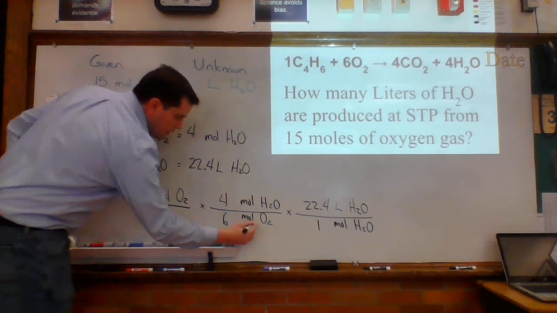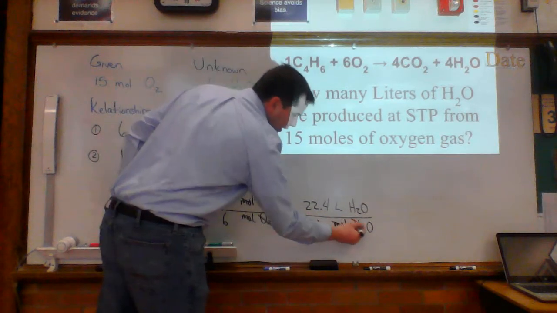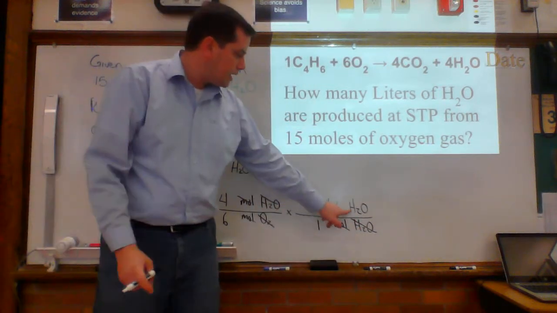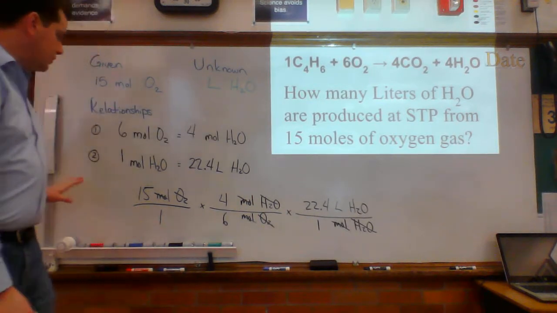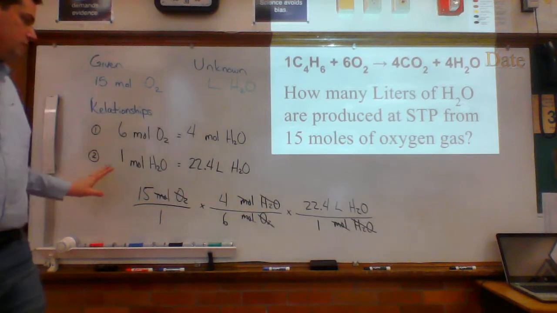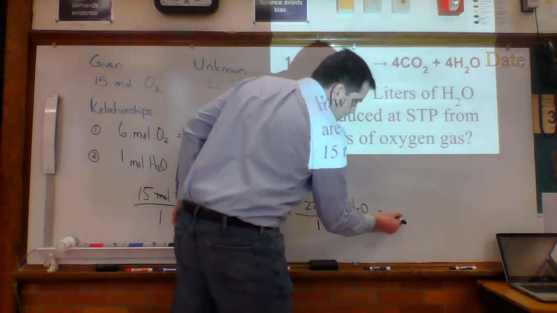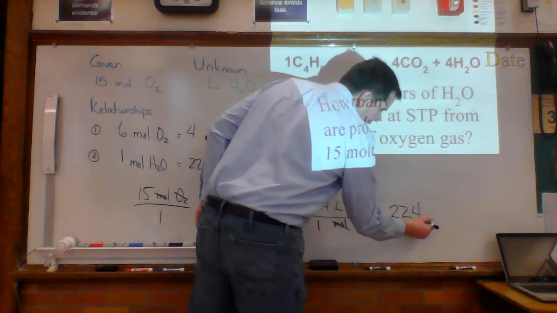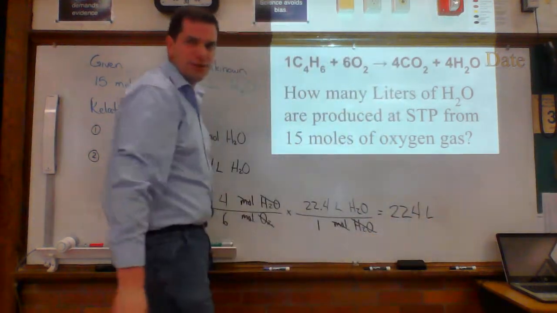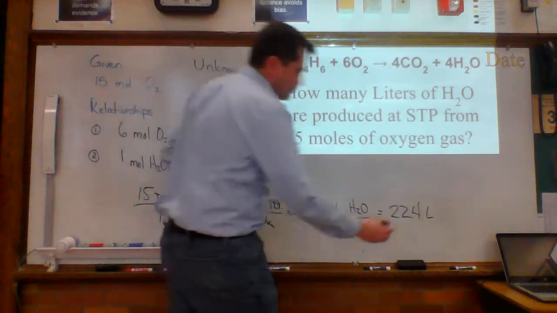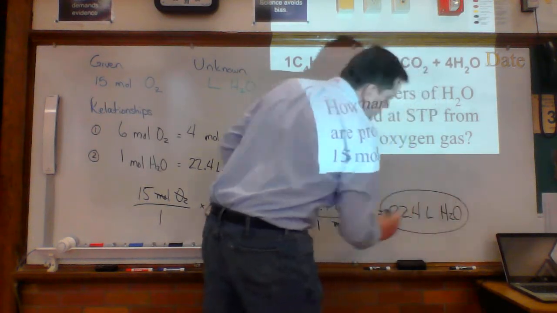Moles cancels moles. O2 cancels O2. Moles, moles. H2O, H2O. And that leaves you with liters H2O, which should be exactly what you have for your unknown. So when you put all this in your calculator, you should get, mathematically, 224 liters of, whoops, not O2. How do I know it's not O2? Because guess what? That's not my unknown. H2O. And there's my answer to this question.